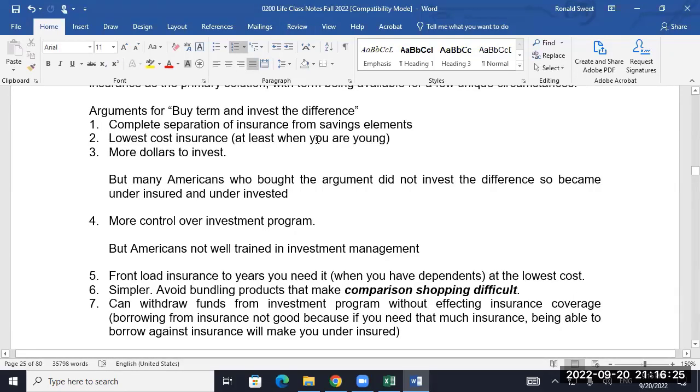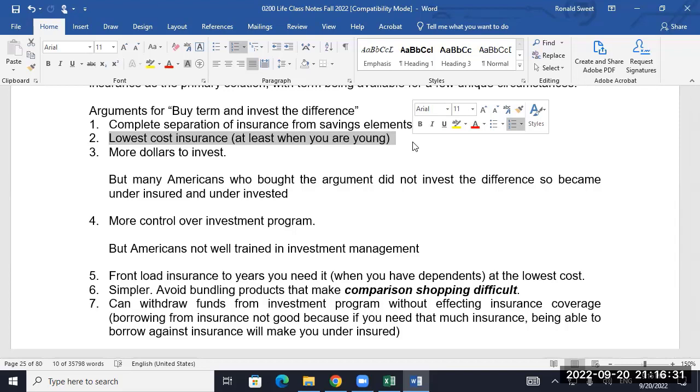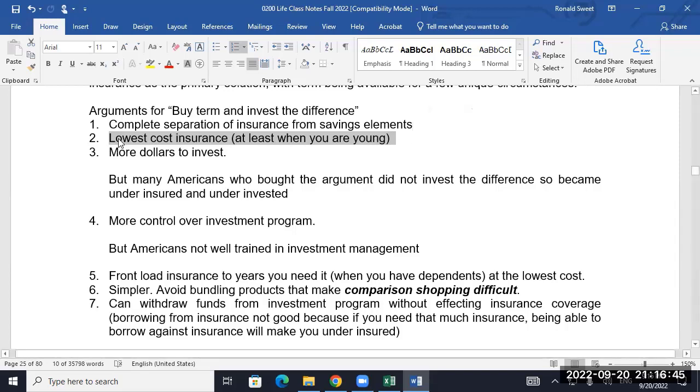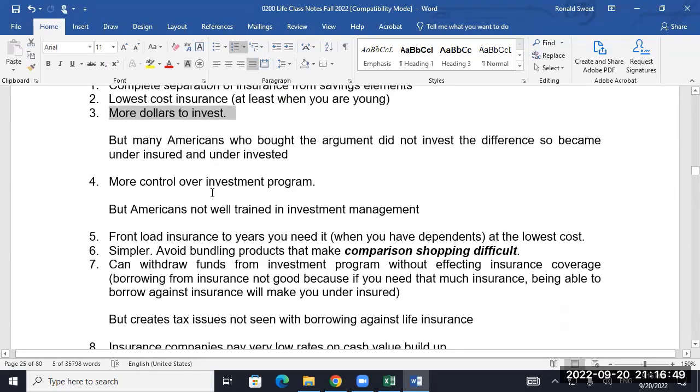The second argument is just kind of obvious. Term insurance is cheaper when you're young, which is when you need it. That's true. 10-year level term insurance might be $50 a month. Whole life might be $250, $300 a month for the same face amount. It is materially cheaper when you're young. When you're old, that definitely changes. So obviously, if it's cheaper, that gives you more money to invest. Pretty obvious. Now, I made a mistake sometimes in here in putting the counter argument here.